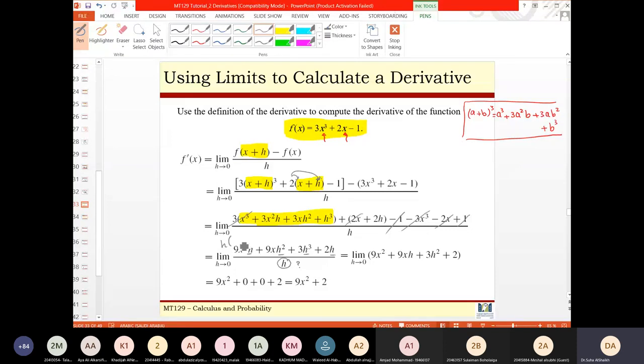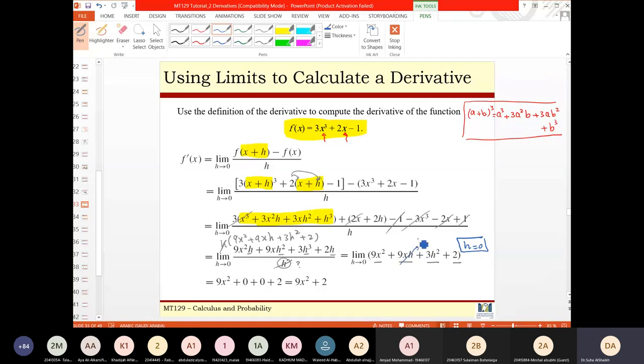If I take it as a common factor, I will remain with 9x squared, I will remain with 9xh, I will remain with 3h squared, I will remain with 2. And the h will be cancelled with the h in the denominator, and I will remain with 9x squared, 9xh, 3h squared, and a 2. Now, since the h down there cancelled, I'm ready to replace h with 0.